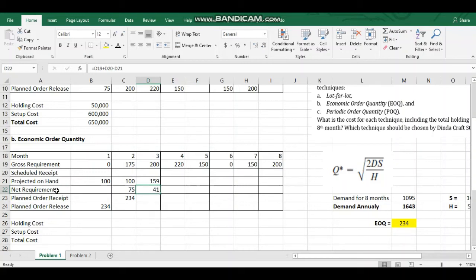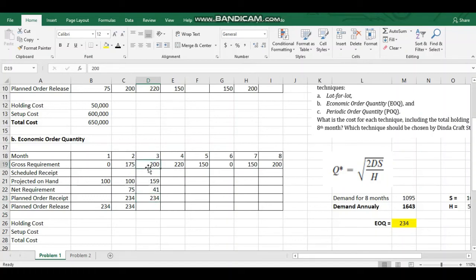Okay, since there is a shortage, or net requirement, we have to place an order. Since we are currently at the third month, we have to place the order at the second month, one month before, because the lead time is one month, and we order just equal to the EOQ. It will always be like that. So 234 units will arrive here as our planned order receipt.